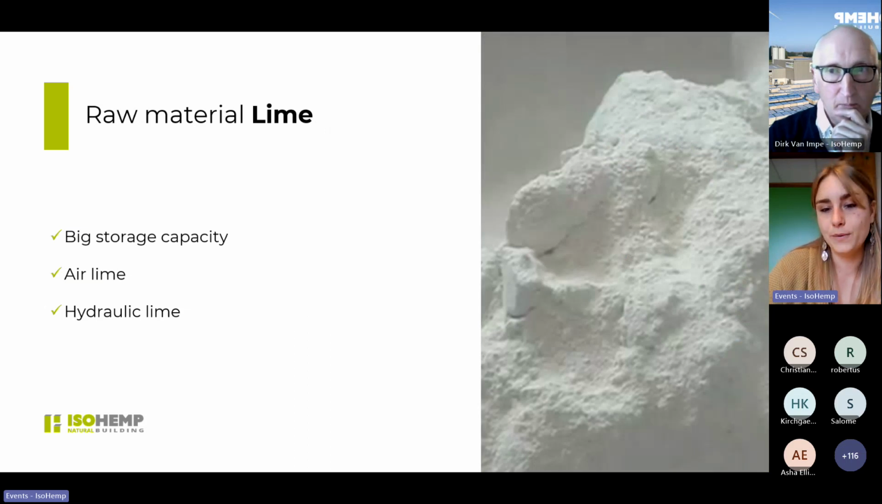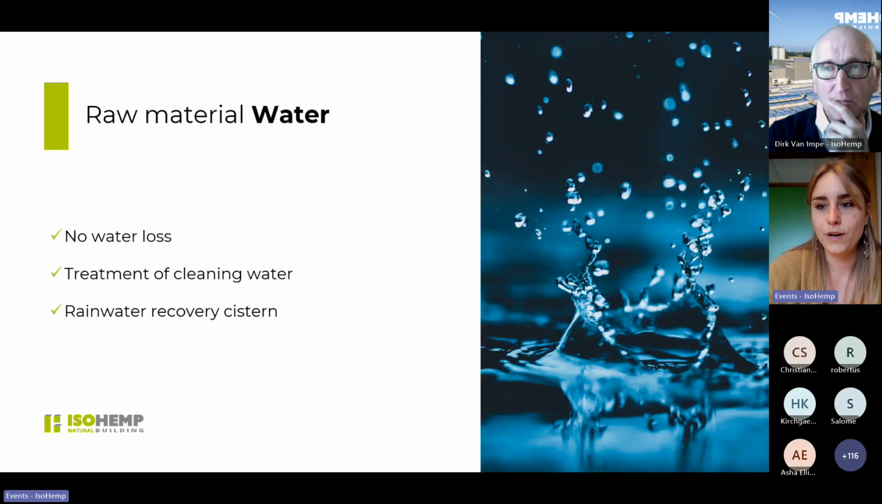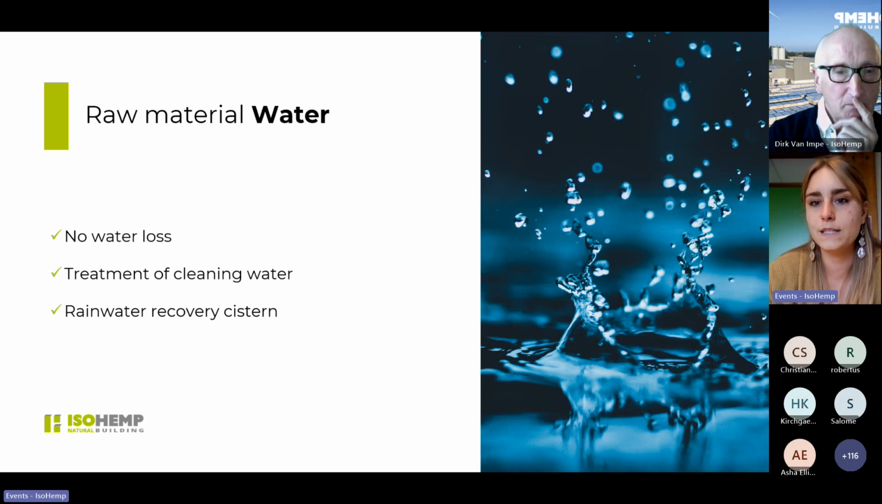So we, of course, as material have lime, as I said earlier, and we have a very big storage capacity. And it's a mix of air lime and hydraulic lime. Air lime will harden with contact with air, and hydraulic lime is activated by water. So we also add water in our mixing process. So we also have no water loss because we have a treatment system to clean the water that has already been used.